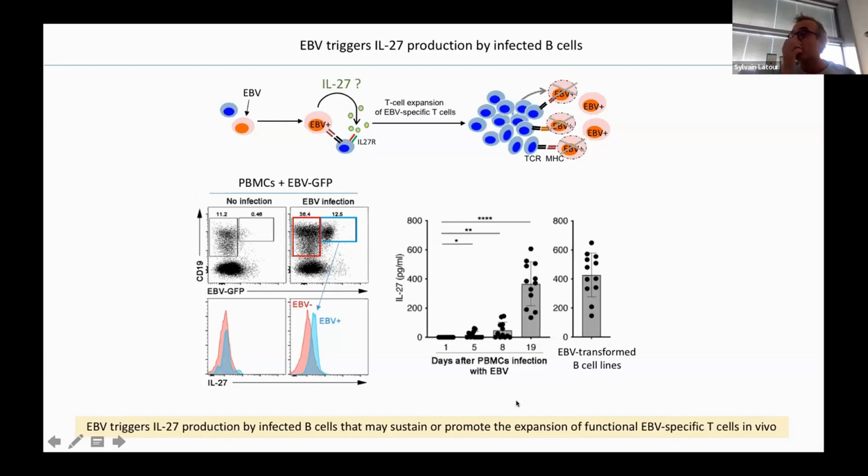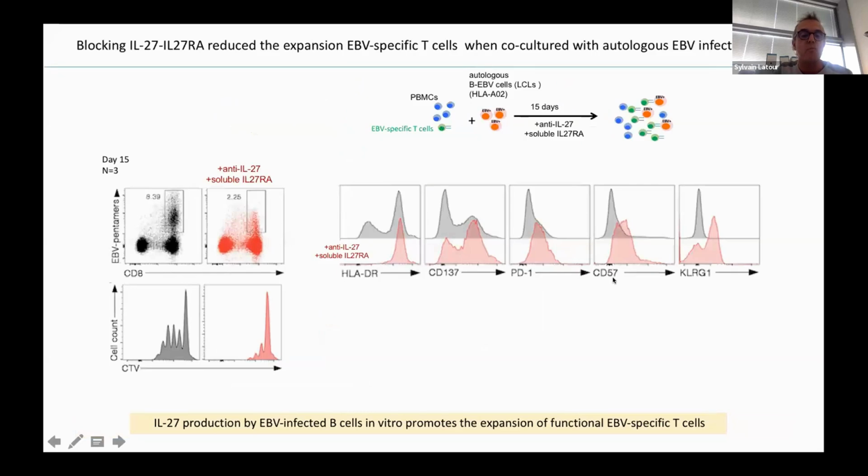And further supporting this observation that EBV triggers IL-27 production by B cells, we show by ELISA that IL-27 progressively and significantly accumulates in the supernatant of PBMC infected by EBV. All EBV-transformed B cells that we tested produce a large amount of IL-27.